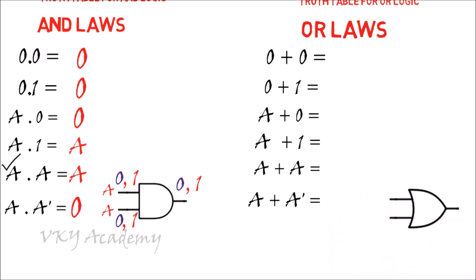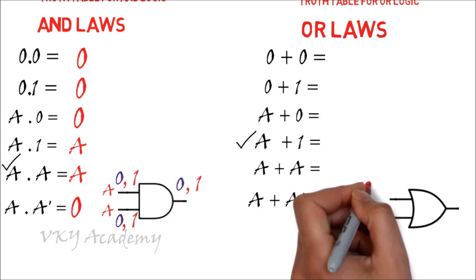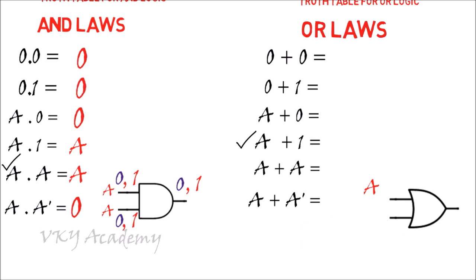Now let us explain OR laws with the help of OR gate and take this example. Here the first input is A and the second input is 1. A has two possible values, 0 and 1. When you apply 0 and 1, then output will be equal to 1. When you apply 1 and 1, the output will always be equal to 1. Similarly, A plus A will be equal to A, A or A bar will be equal to 1. A plus 0 is equal to A, 0 or 1 equal to 1, 0 or 0 is equal to 0.